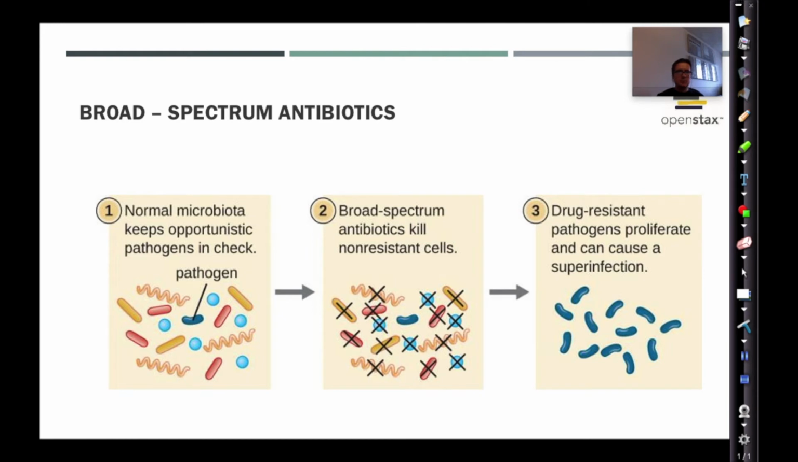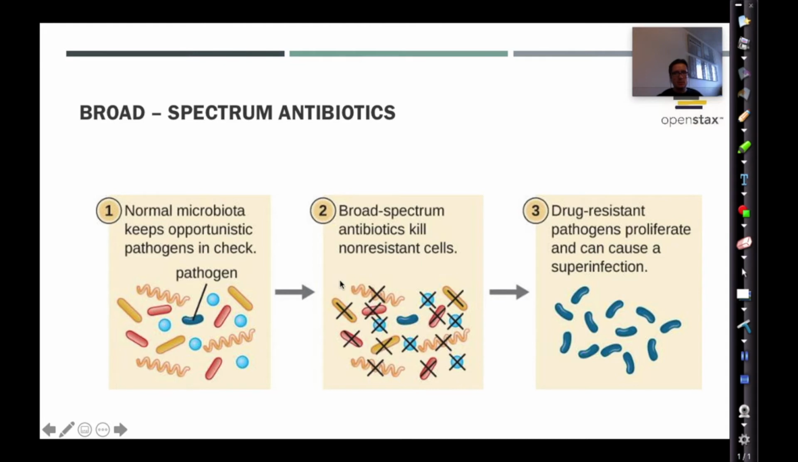Okay, so broad spectrum antibiotic. The way the broad spectrum antibiotic works, it's in the name. It's a broad spectrum, so it will kill many different types of pathogens. However, it is very easy for a pathogen to develop resistance to it. And because of that, that can cause what's called a superinfection.